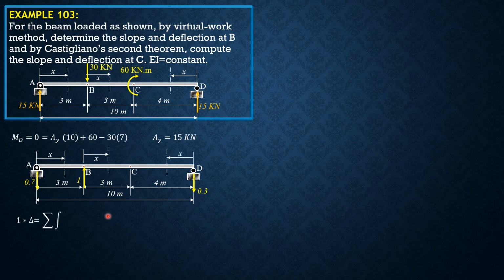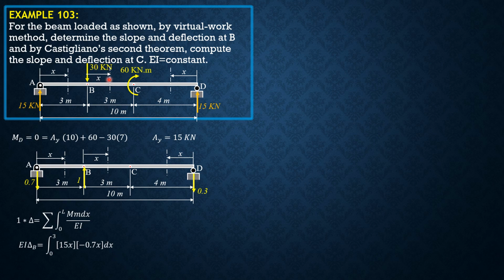So take note that 1 times delta equals summation of integral 0 to L of m M over EI dx. Because EI is constant, let's just make it EI delta B equals the moment in this section is 15x. The moment in this section due to this reaction here is negative 0.7x. So remember, positive moment is clockwise if we consider left to right. So the moment at this section is 15 times x, while the moment in this section due to the virtual load is negative 0.7x from 0 to 3.